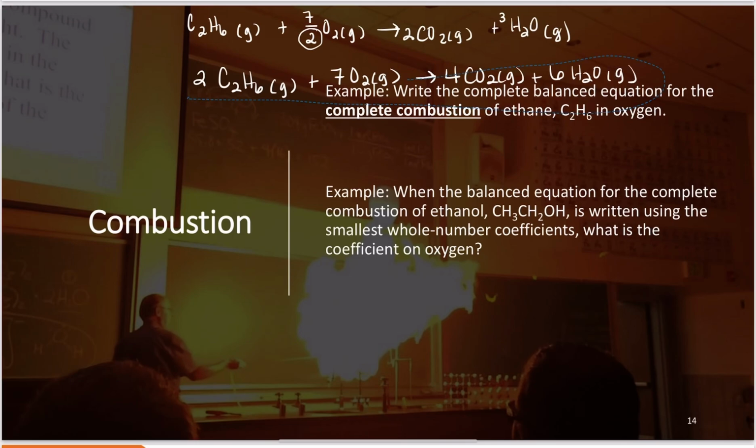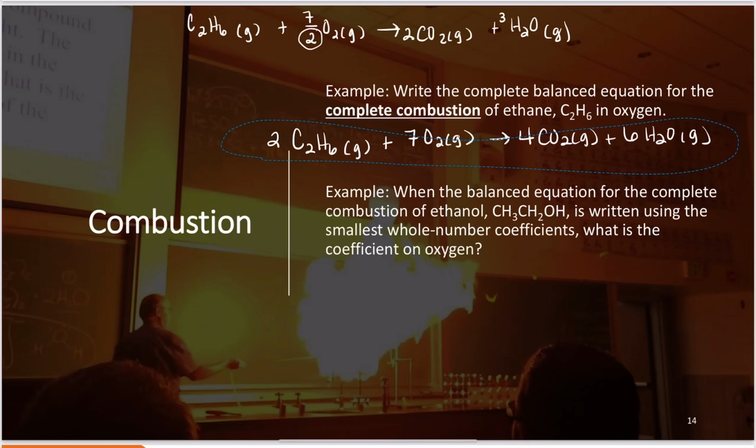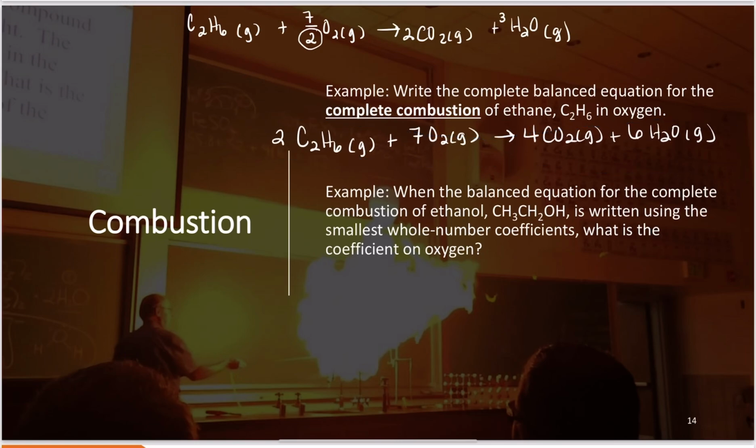Let me move this down so we can see it, and then we'll check it. Now I have 4 carbon on each side. I have 12 hydrogen on each side, and 14 oxygen on each side. So my 4 carbon, my 12 hydrogen, 14 oxygen. 4 carbon, 12 hydrogen, 8 plus 6, my 14 oxygen.